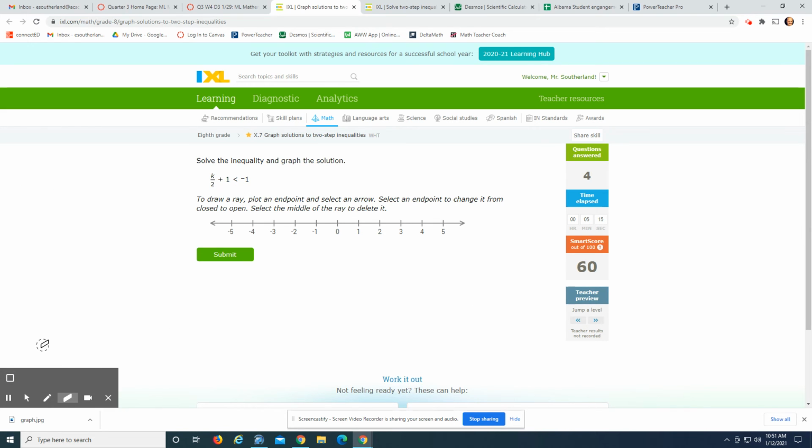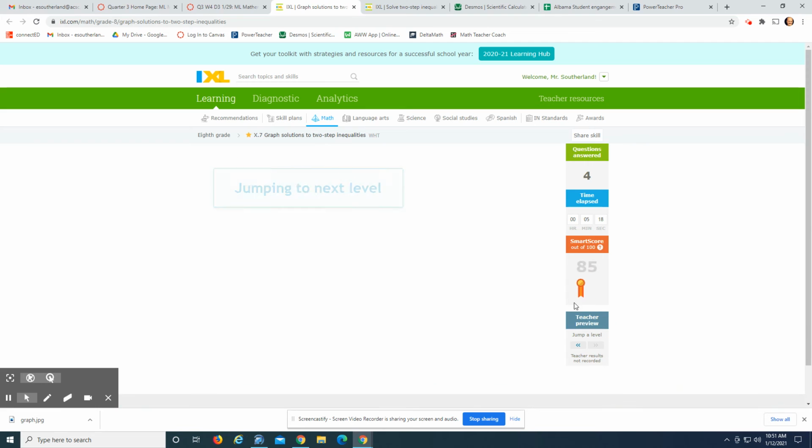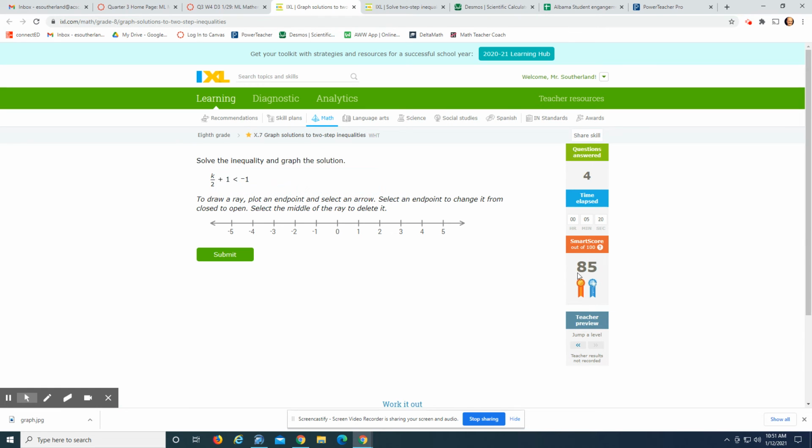We're going to skip this and see if we can get some that have a negative sign for the letter. Doesn't look like we're getting a negative sign.